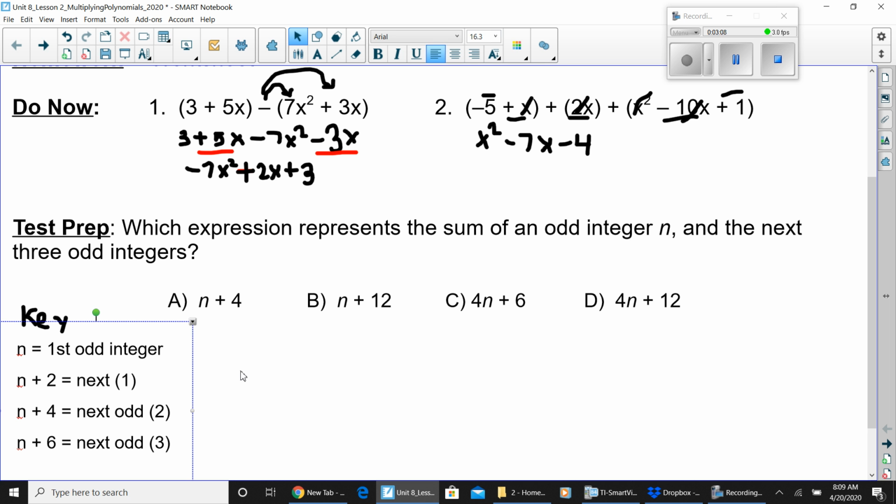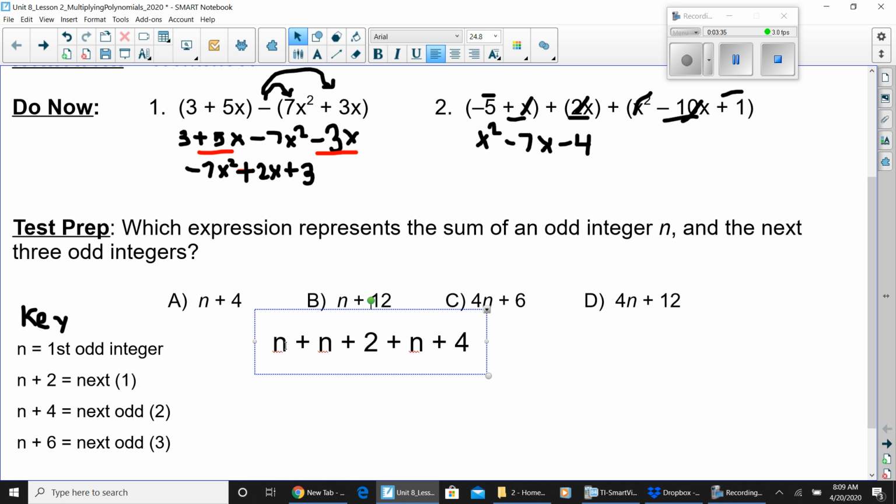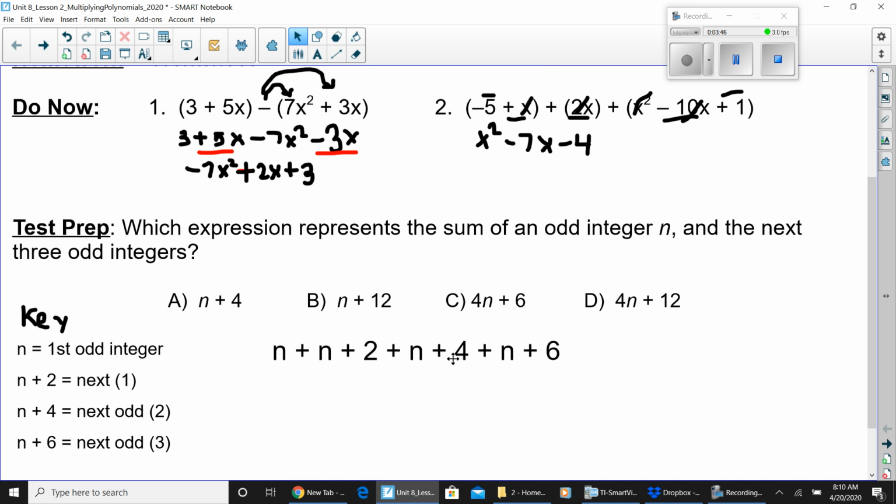So they want all of this, the sum of all of those numbers. So the sum of an odd integer, so here's the odd integer, and then the next three odd integers, n plus 2 plus n plus 4 plus n plus 6. And you can see how this lends itself to the topic in the first lesson.